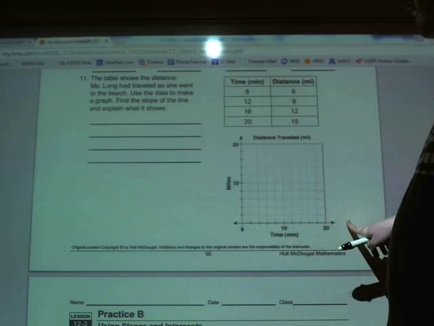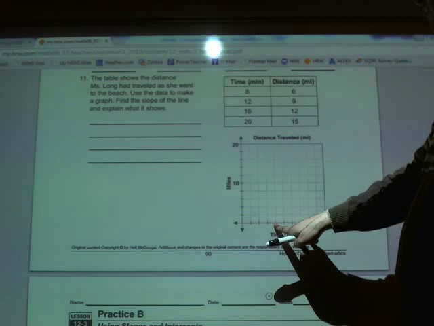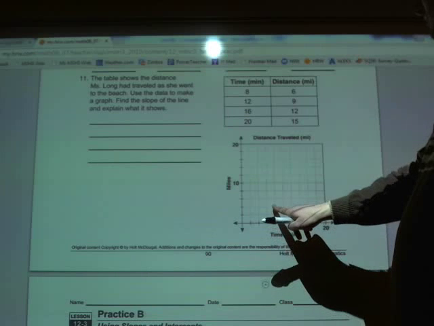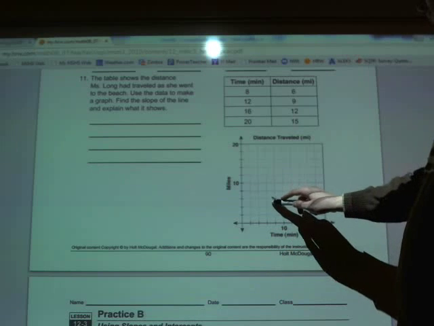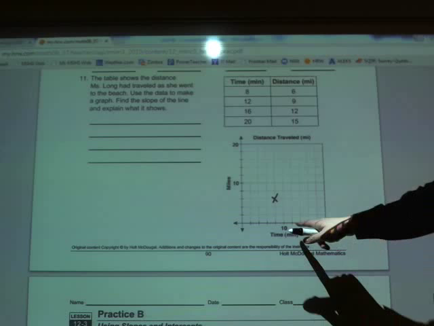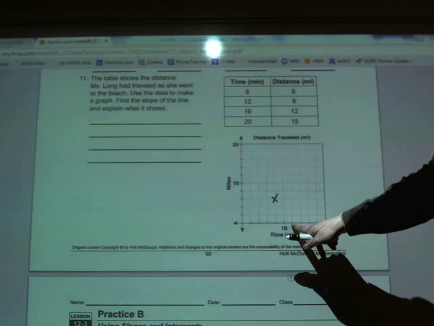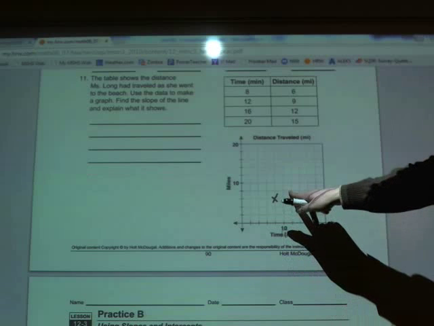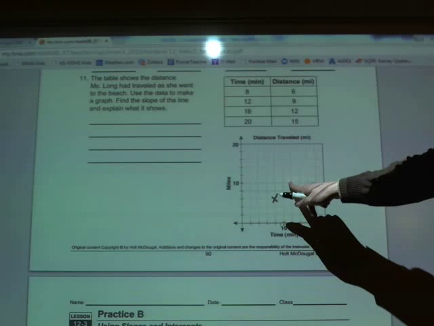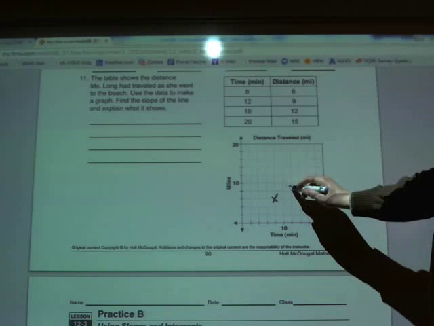So at time 8 minutes, the distance covered is 6 miles. Well, as you can see, this graph is going by 2, so to get over to 8, I'm going to make 4 jumps to the right, and then to get up to 6, I'm going to make 3 jumps up. And there's (8, 6). For (12, 9), well, again, if it goes by 2s, and here's 10, the next one over is 12, and then I'm going to go up to 9. Now remember, this fourth jump was 8. This jump here is marked 10, so it's halfway between 8 and 10.